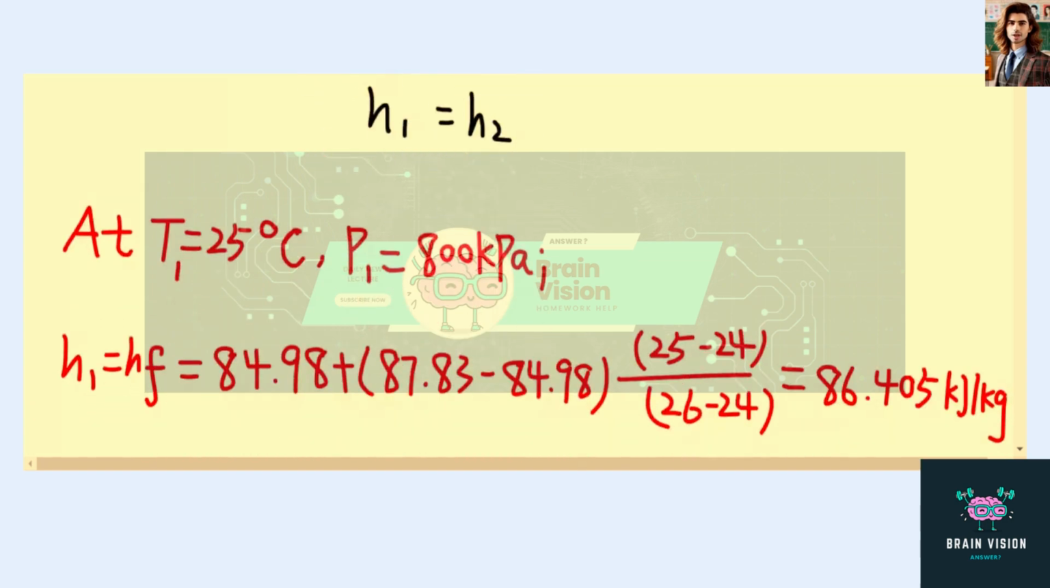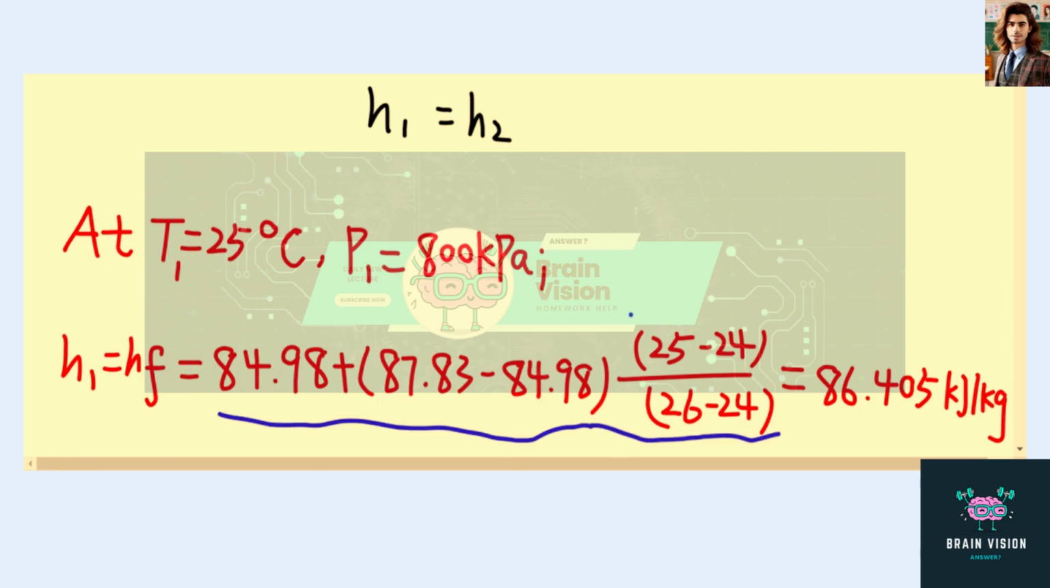Okay? And then if you take a look at the back of the book, the saturated R134a temperature table, you'll find out the enthalpy at temperature 25 degrees Celsius and pressure 800 kilopascal is about 84.98 plus (87.83 minus 84.98) times (25 minus 24) over (26 minus 24). Okay, so the process here is interpolation. So I do an interpolation here.